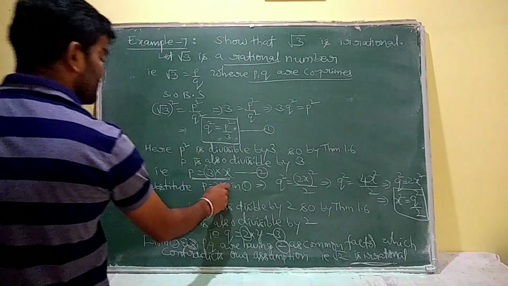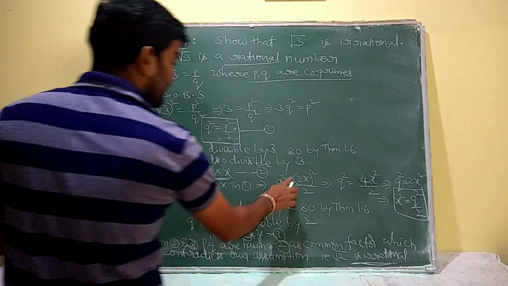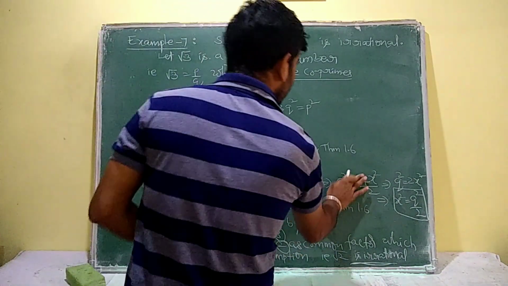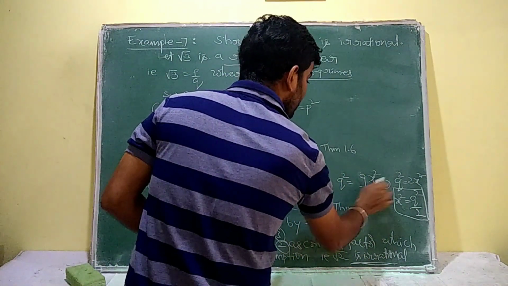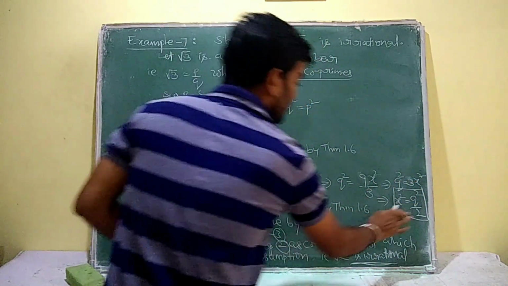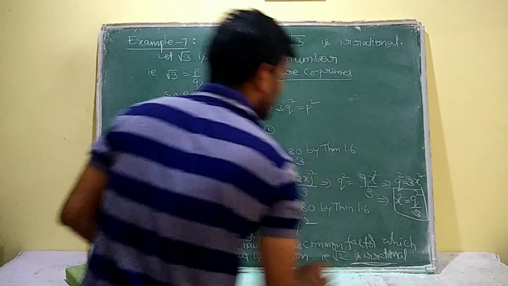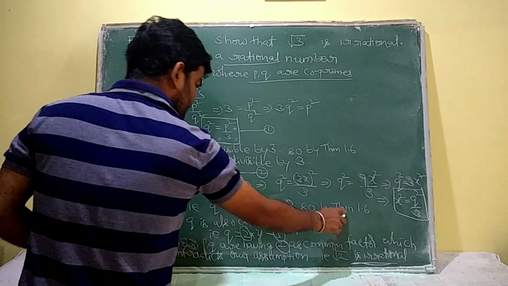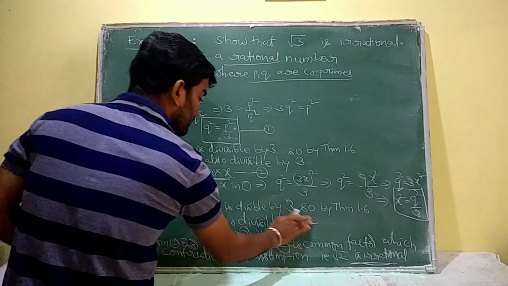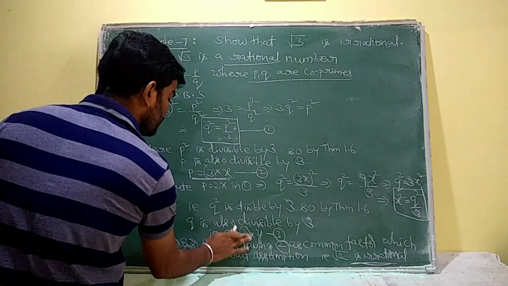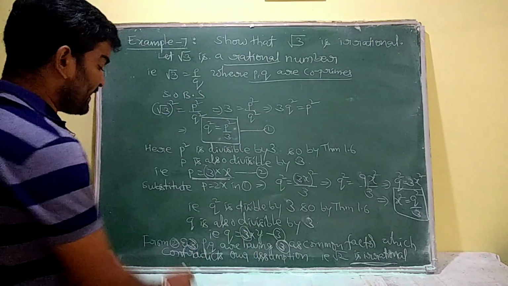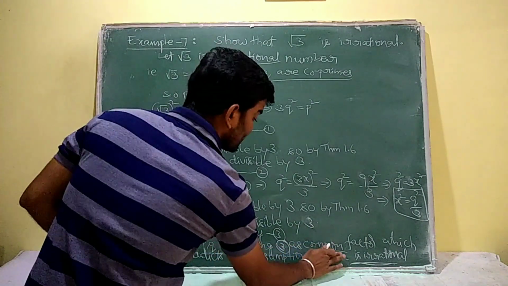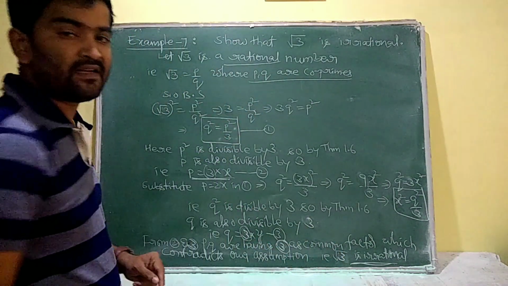Now substitute p is equal to 3x in equation 1. Then it is going to be 3x whole square by 3. Then it is 9x square by 3, so we will write that as 3x square. Again it is going to be q square by 3. Then q square is divisible by the prime 3. So by theorem 1.6, q is also divisible by the prime 3. So q is again 3 into some y. From 2 and 3, p comma q have 3 as a common factor, which contradicts our assumption. Hence root 3 is an irrational number.